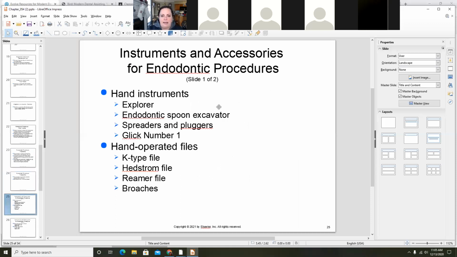So instruments and accessories for endodontic procedures, and we're going to actually look at these too, but let's talk about them first. So the hand instruments that we use for endo procedures are, there's a specific Endo Explorer. Okay, and we'll look at what that looks like. The Endo Explorer has a very long, narrow tip. Okay, so our regular explorer looks like this, or it's a pigtail explorer, but the Endo Explorer is just one giant portion, almost like a probe, but thinner. Okay, and without the lines, obviously.